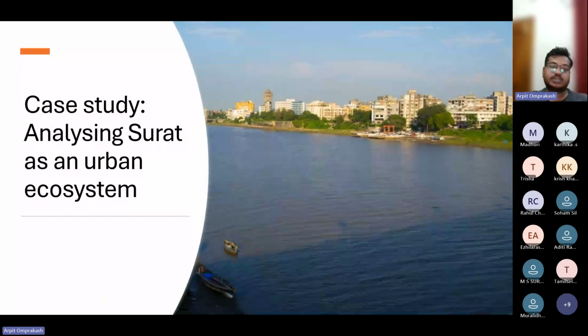So for example, in this case study talked about in the class, we are seeing if we can analyze Surat as an urban ecosystem. Surat falls on the banks of the river Tapi in Gujarat. What we see here is a lot of different buildings and factories on the other side of the river, which is Surat. So it's an urban ecosystem which has a river going through it, which has a lot of plants, and also a lot of skyscrapers and multiple buildings.